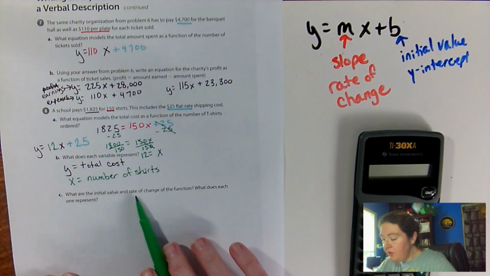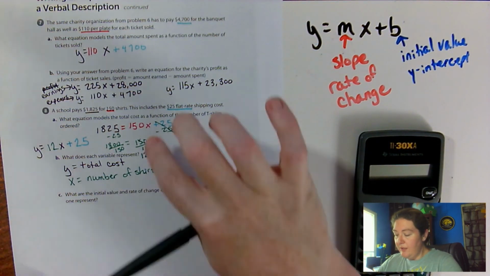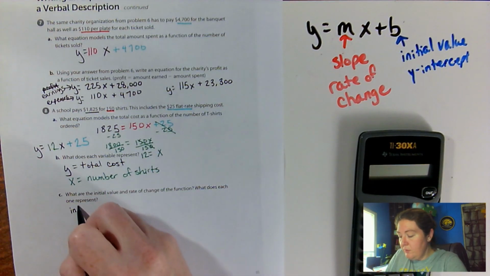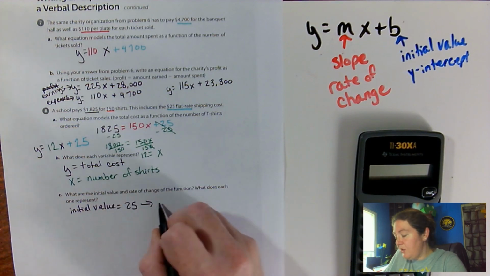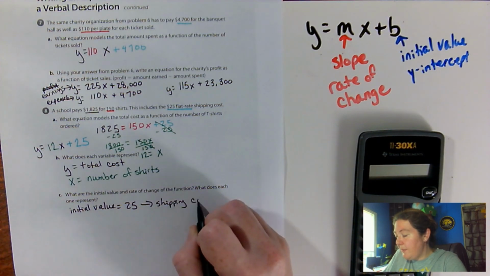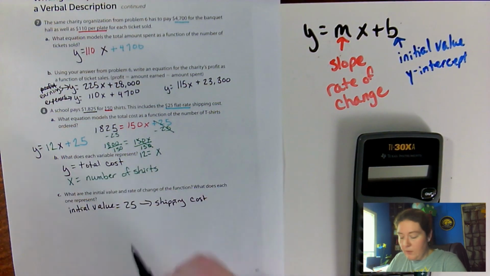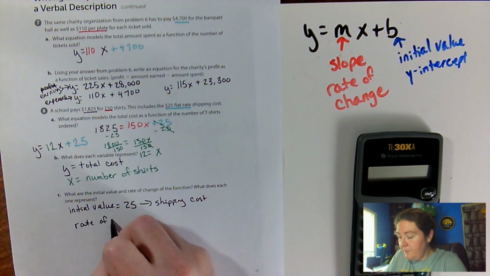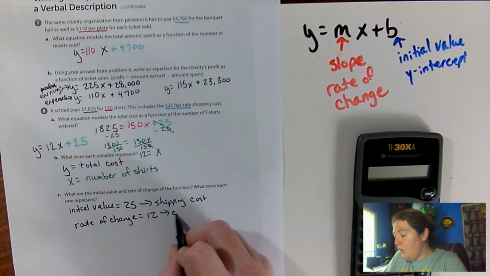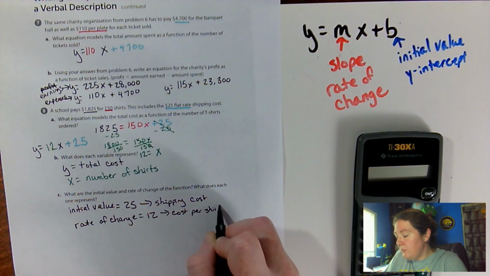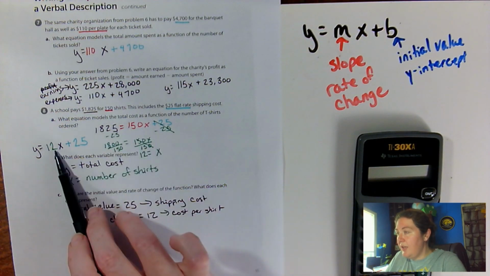Alright, last one. What is the initial value and rate of change of a function, and what does each one represent? Okay, we're looking at this particular problem. The initial value is $25, and that is the shipping cost. That happens one time. That is my y-intercept, my initial value, my starting point. The next is rate of change. Rate of change is 12, and that is cost per shirt. That's this right here. We had to solve the equation to get how much each shirt costs.